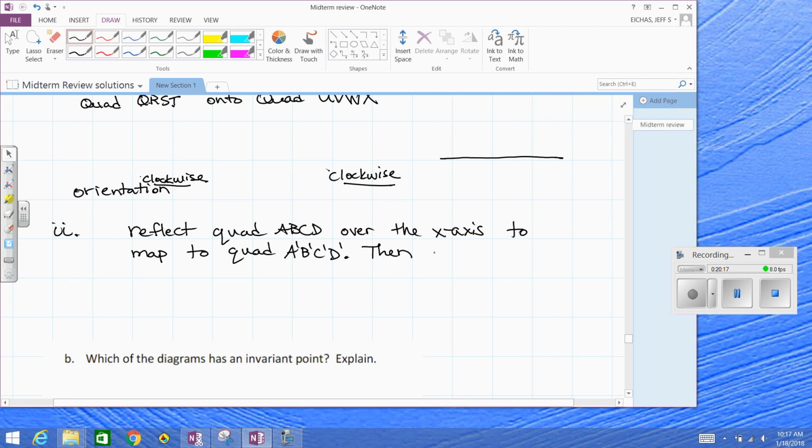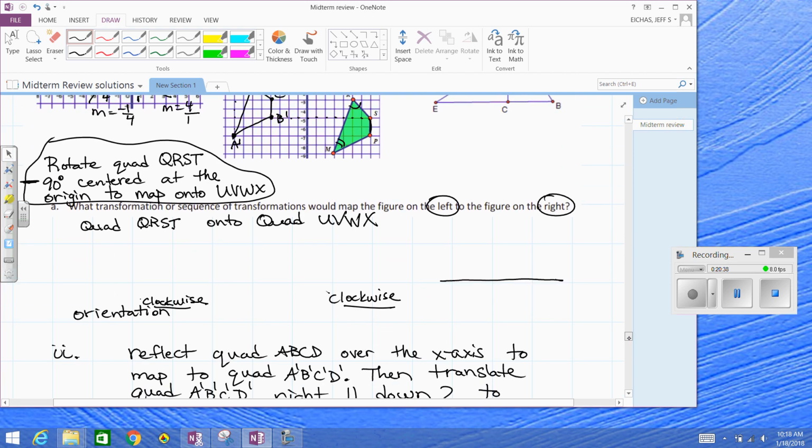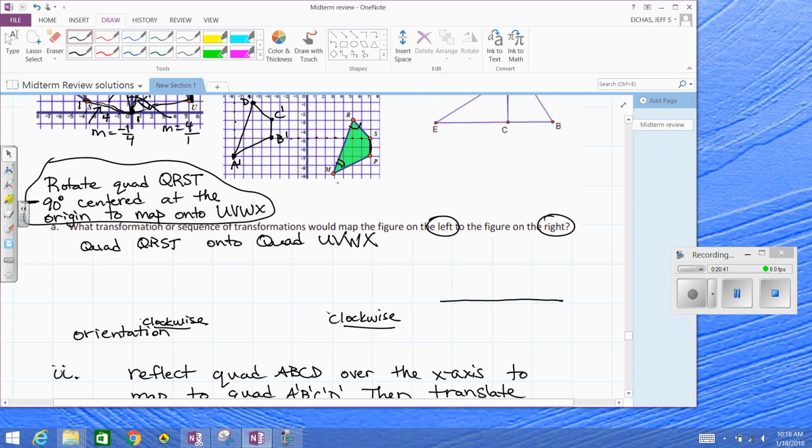Then translate quad A prime, B prime, C prime, D prime right 11, down 2 to map onto, and make sure we match them, it's going to be MPSR.